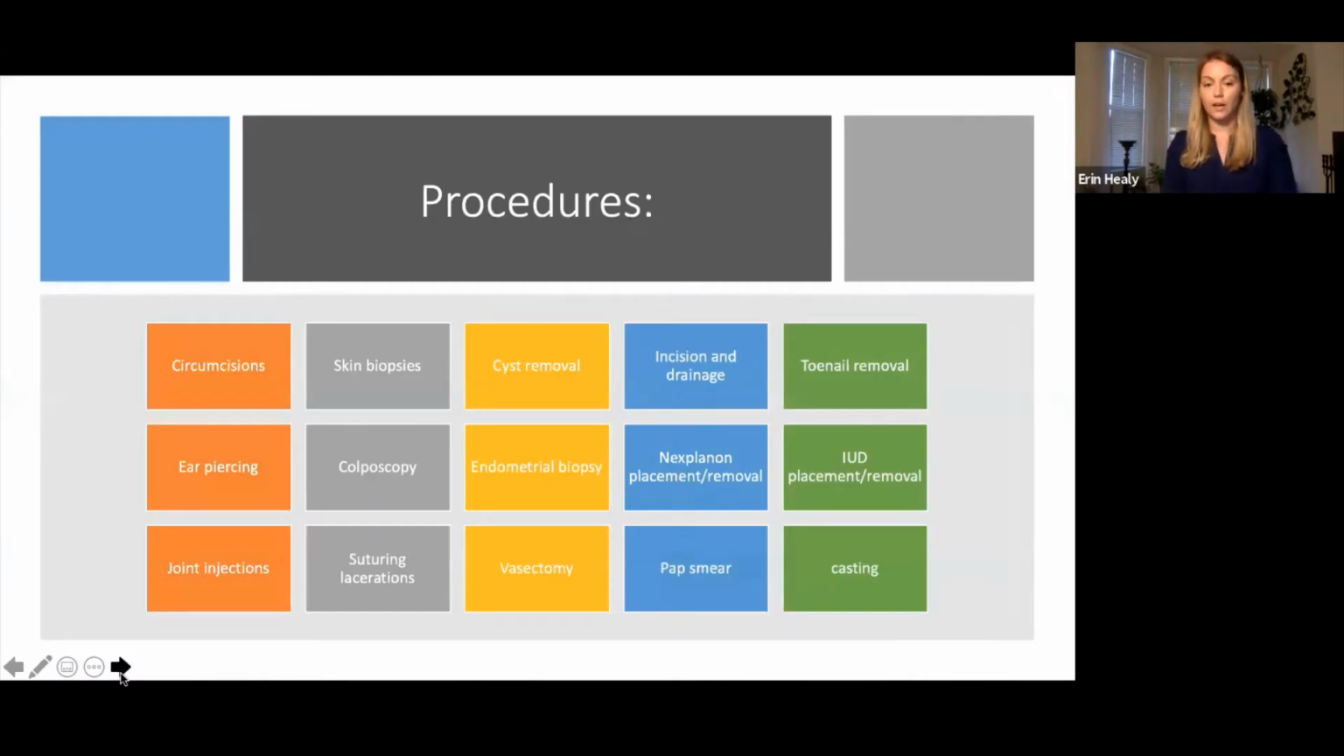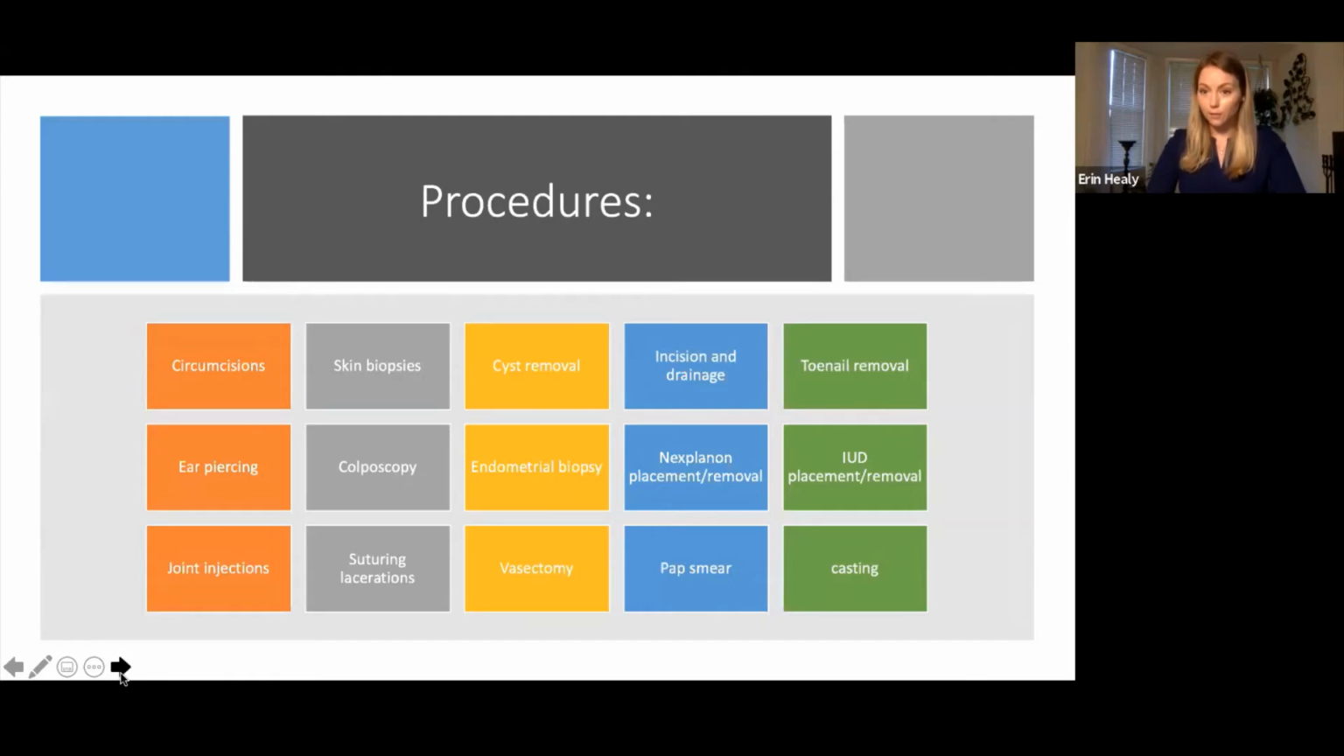So procedures. I mentioned earlier, I love procedures. I love getting my hands dirty. And that'll be something that I'm practicing next year when I go out on my own after residency. And so here is a very small number of procedures that a family medicine physician can do. Again, this just barely even scratches the surface.